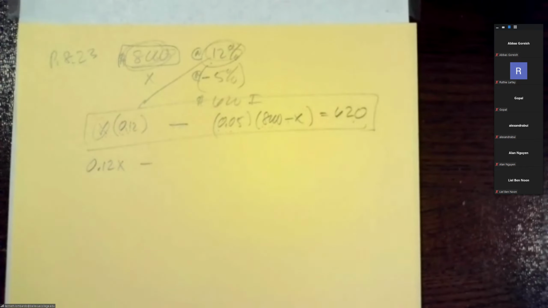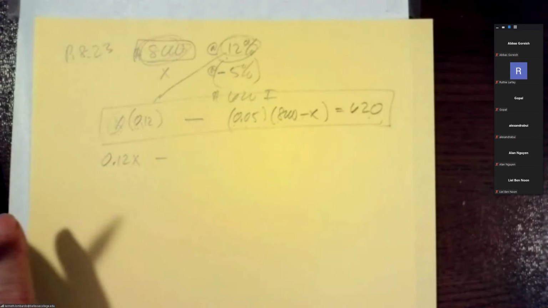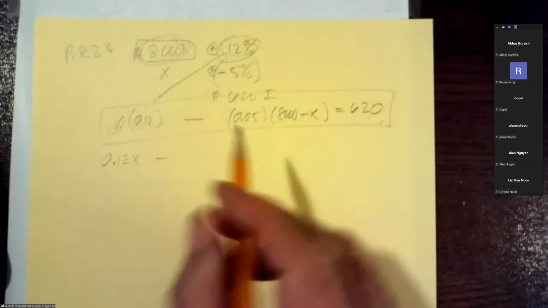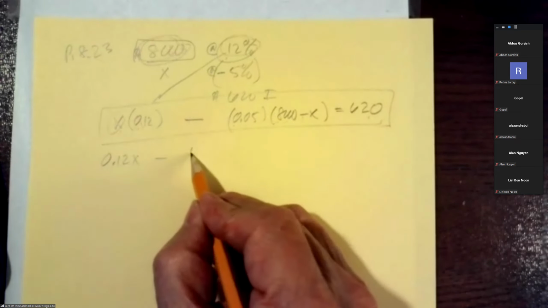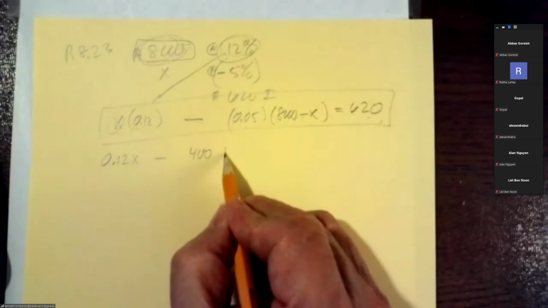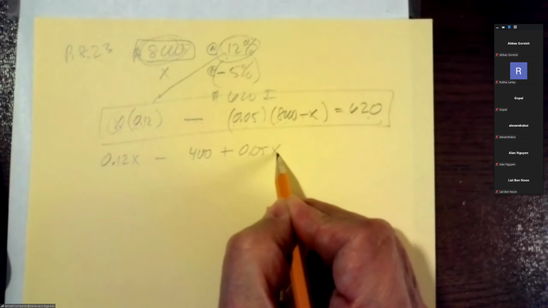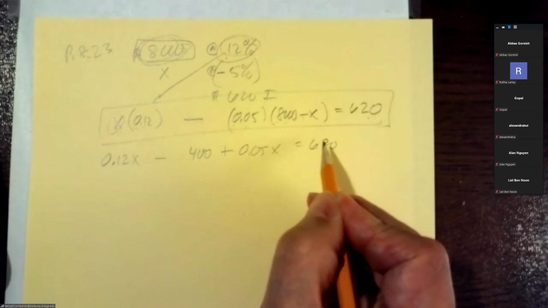Are you able to solve this? We just do the multiply, don't we? Yeah. So 0.05 times 8,000 is 400. So that's minus 400. Negative times a negative is a positive 0.05x equals 620.